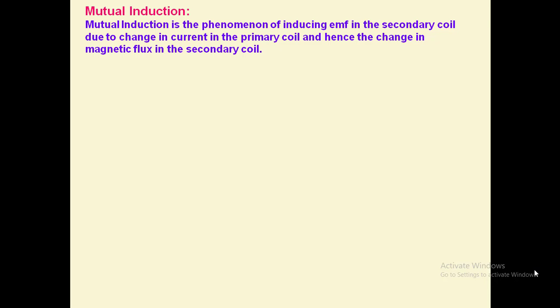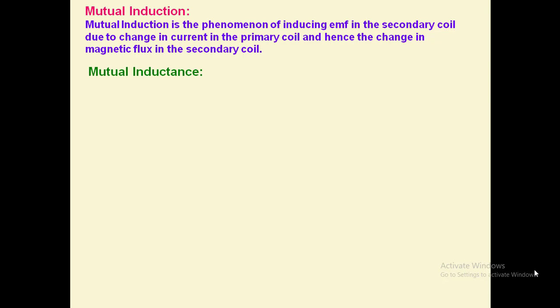So here mutual induction means there will be two coils. One is called the primary, another one is called the secondary. So whenever the current in the primary coil changes, it will produce a change in the magnetic field around it, which is linked with the secondary coil. In turn, the flux linked with the secondary coil changes, inducing EMF. This phenomenon of inducing EMF in another coil with respect to change in current in the primary coil is called mutual induction.